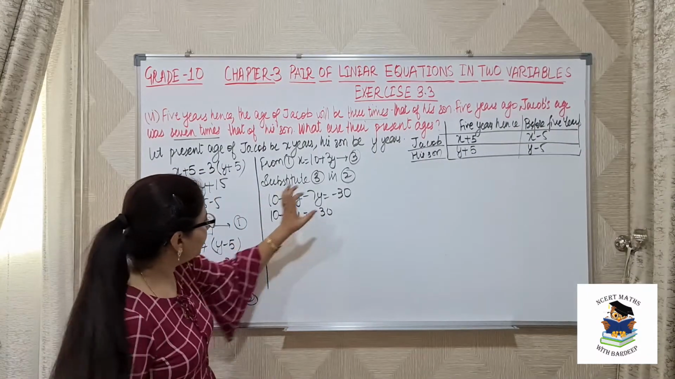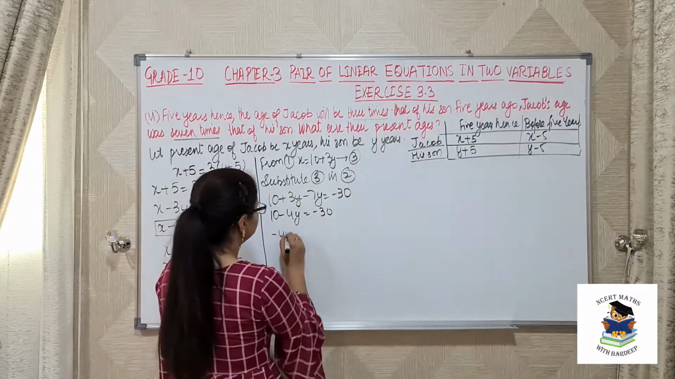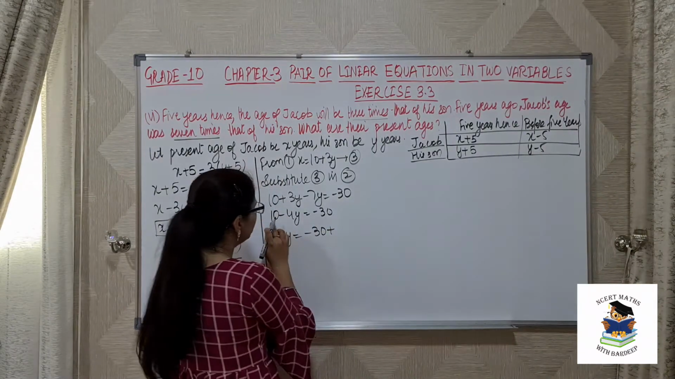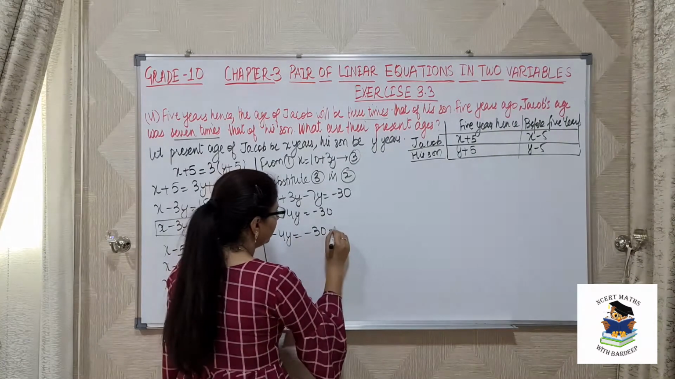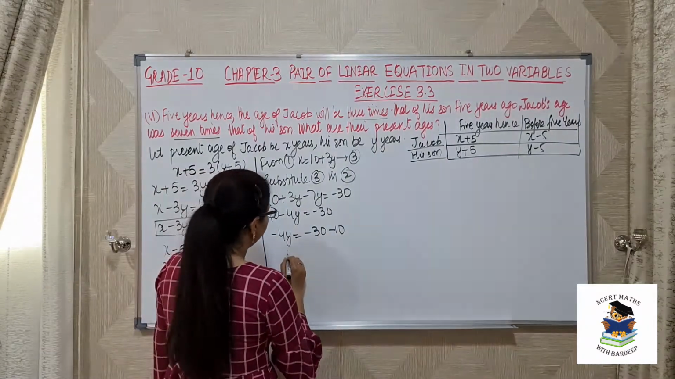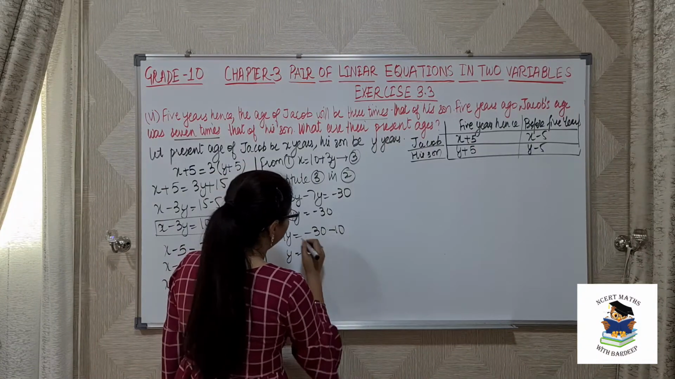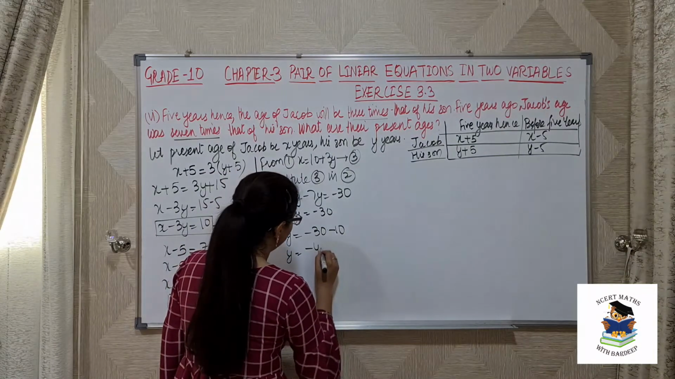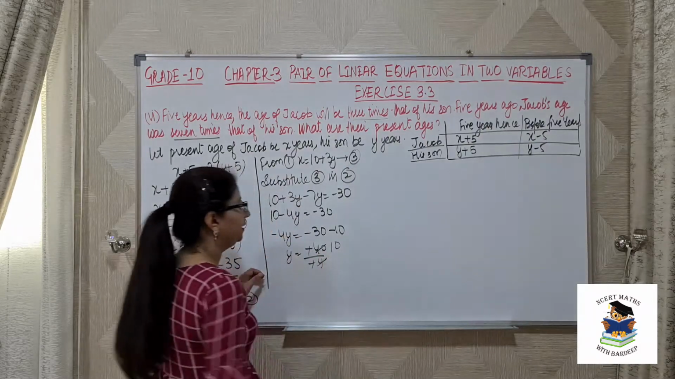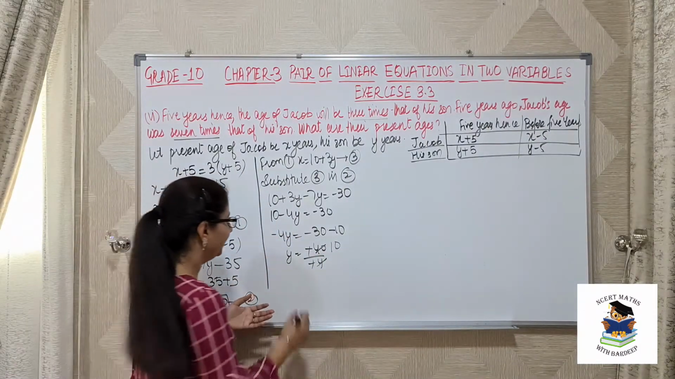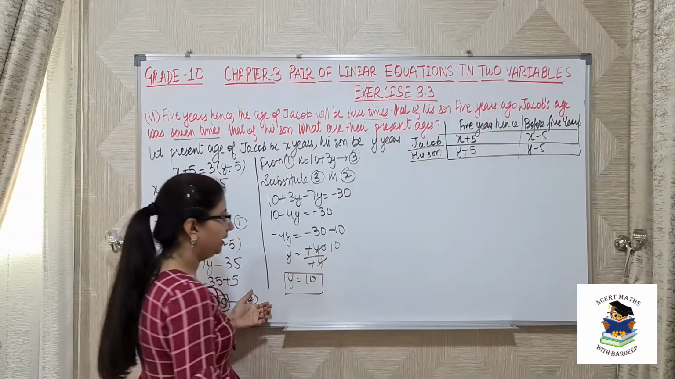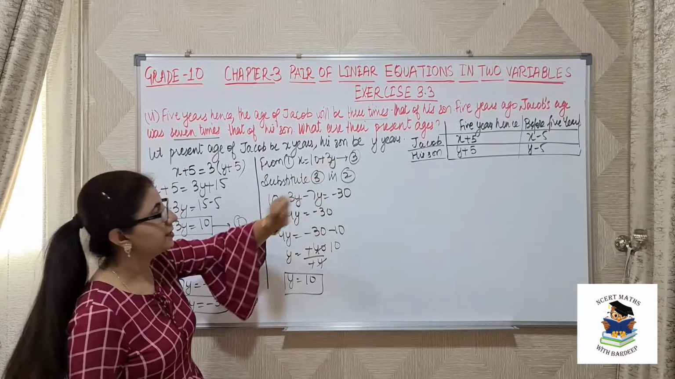So now we will shift this 10 to the other side. Minus 4y is equal to minus 30, and this is also plus 10, so on this side it will be minus 10. So then what is y? Minus 30 minus 10 is minus 40 over minus 4, and we will get this value as 10. So y is equal to 10, the age of his son.